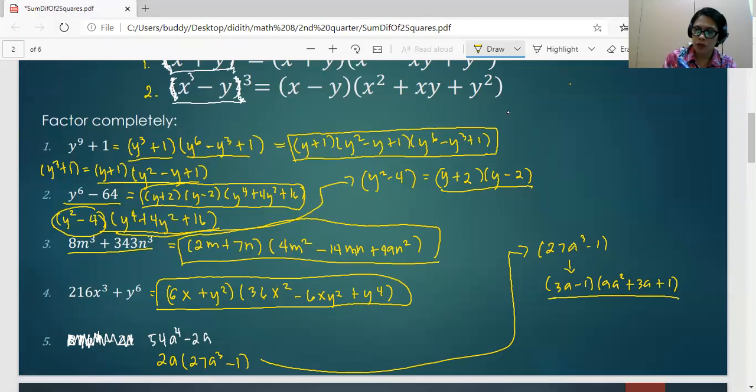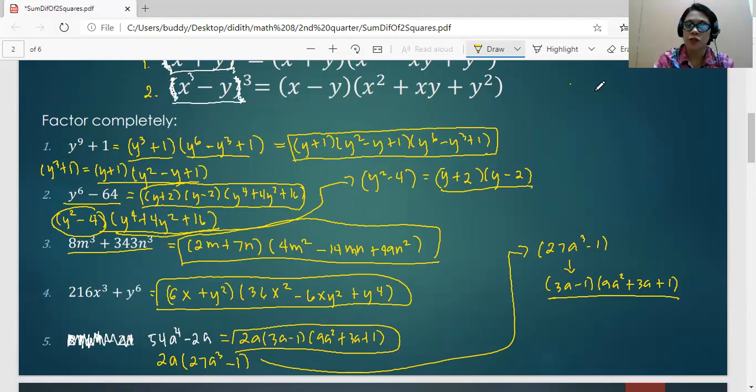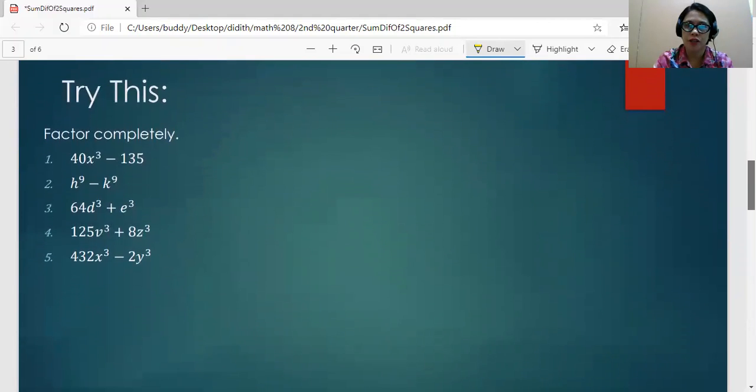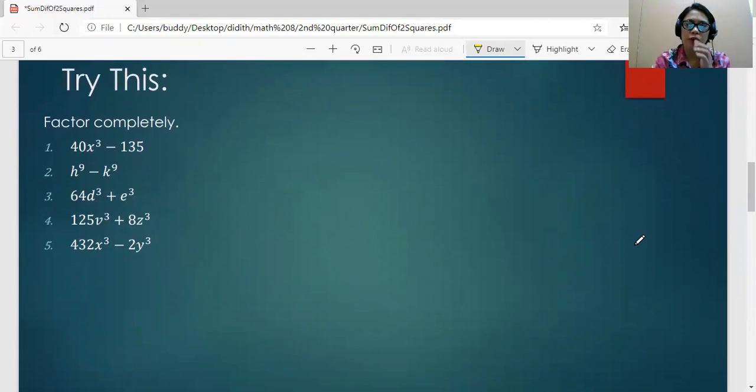Along with these two factors, we will also include 2a. So the final factors are 2a, 3a minus 1, and 9a squared plus 3a plus 1. Okay, so these are the final factors. Now, let's have more exercises. Let's try to factor completely each expression.